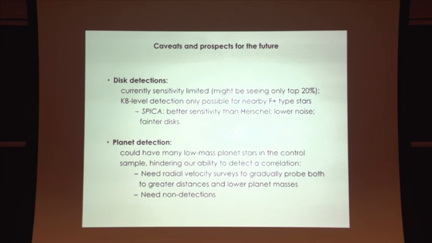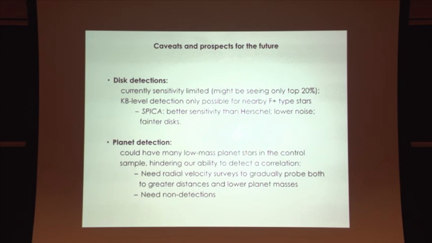But one of the big caveats of this statistical study is that it comes from the radial velocity observations of the planets. First, we are limited to low mass planets that are fairly close to the star. We need to wait for these radial velocity studies to accumulate years, so we can have better constraints on lower mass planets farther out from the star. But also, the problem is that these teams don't publish the non-detections, so our control sample may be contaminated by stars that actually harbor planets. We need non-detections so we can have a really clean control sample, of stars for which we know there are no planets out to a given distance, and they don't publish the non-detections.